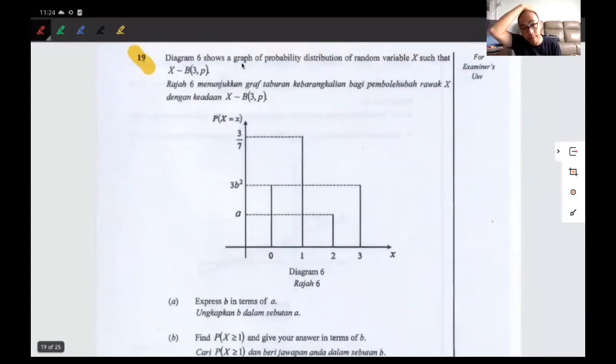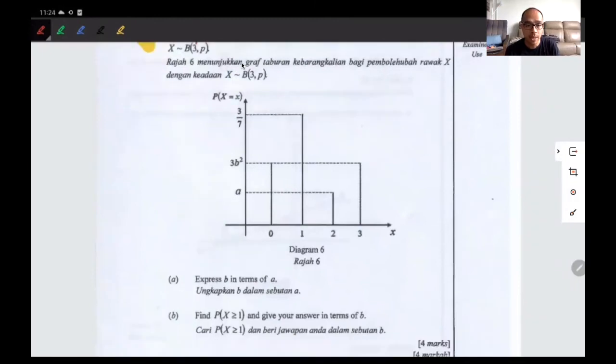Shows a graph of probability distribution of random variables such that this is binomial. Okay, 3 and P. This is N and this is P. P is the kebarangkalian berjaya lah. One time. So express B in terms of A.